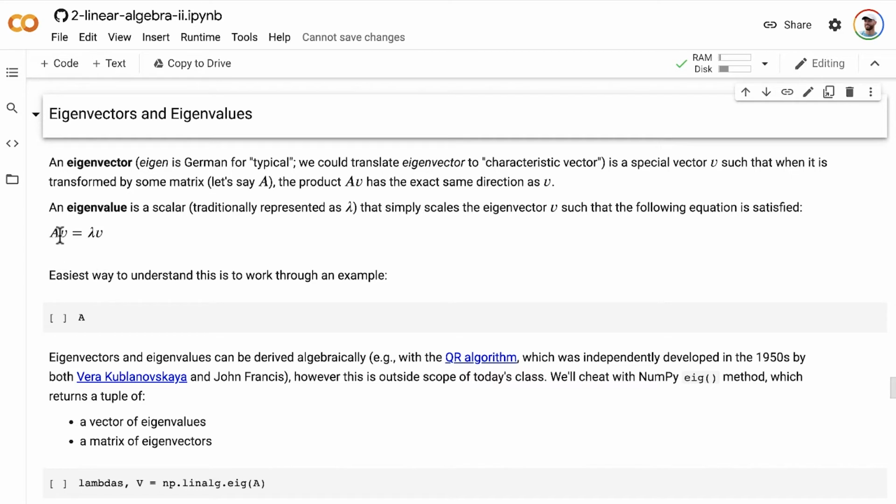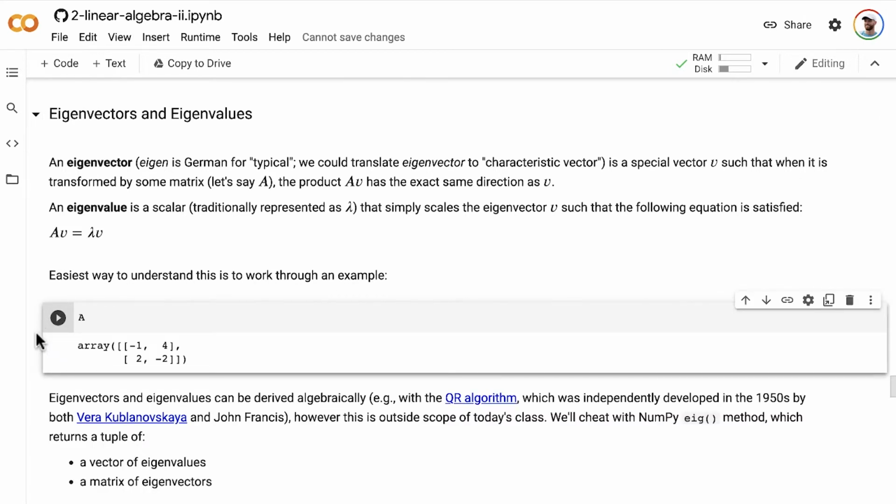So where A is the matrix that we are finding the eigenvector and eigenvalue for, the eigenvalue simply satisfies this equation. So when we apply our matrix A to the eigenvector, that is exactly equal to the result we get when we apply this lambda scalar value to that vector v. And this is kind of interesting to think about because in one case, we're applying a matrix to a vector, and on the other side of the equation, we're applying a scalar to a vector. But I promise you it works out, and the easiest way to understand this is to work through an example. So let's consider this matrix A, which we created earlier in the notebook.